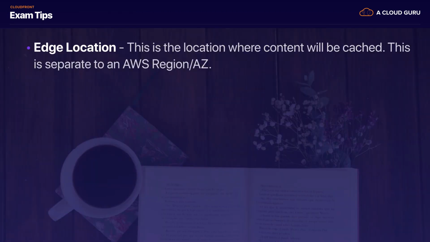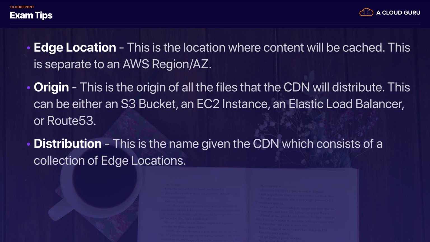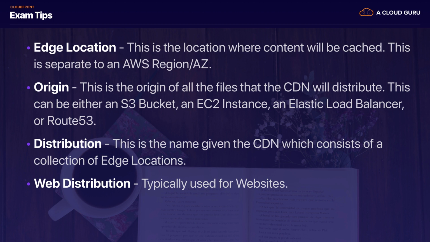So what are my exam tips? Well, just remember what an edge location is. This is the location where content will be cached. This is separate to an AWS region or availability zone. Remember what an origin is. This is the origin of all the files that the CDN will distribute. This can either be an S3 bucket, an EC2 instance, an elastic load balancer, or Route 53. So just remember what that is. And then also remember that a distribution is the name that's given to the CDN, which is a collection of edge locations. A web distribution is typically used for websites, whereas RTMP is used for media streaming.